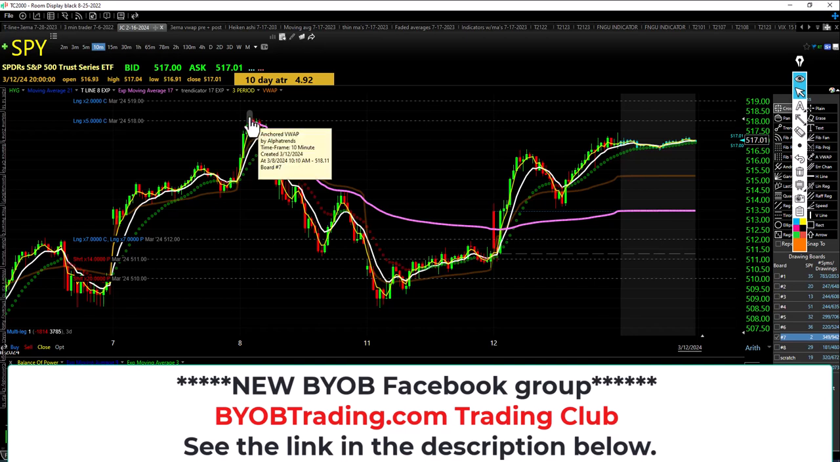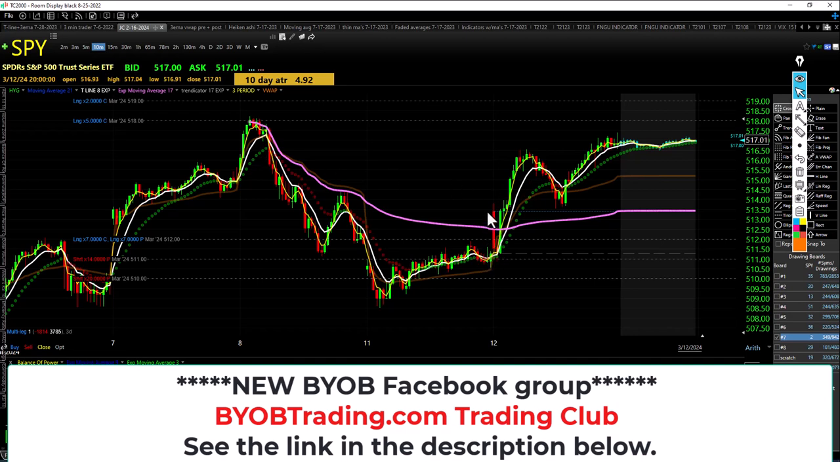Okay, I anchor my VWAP, that's the volume weighted average price that institutions paid for shares since the all-time high. And if they're paying less, that tells me money's coming out of the market. And if they're paying more, that tells me money's coming into the market.